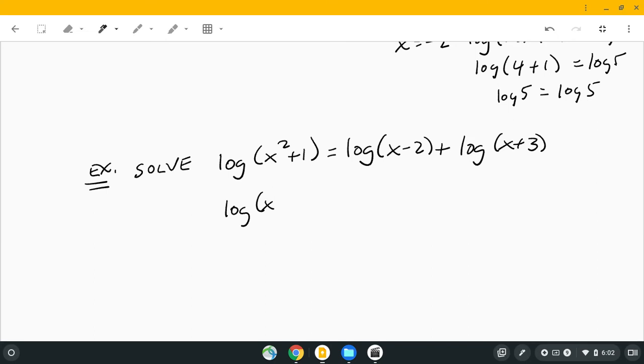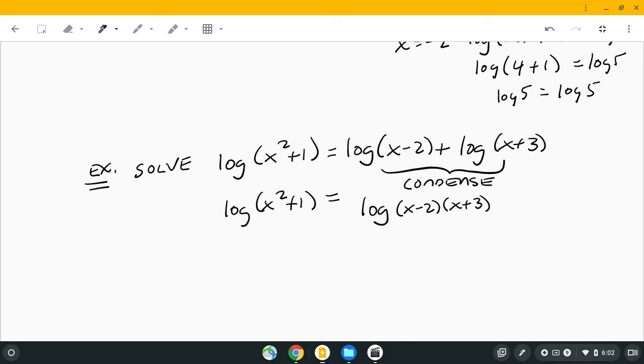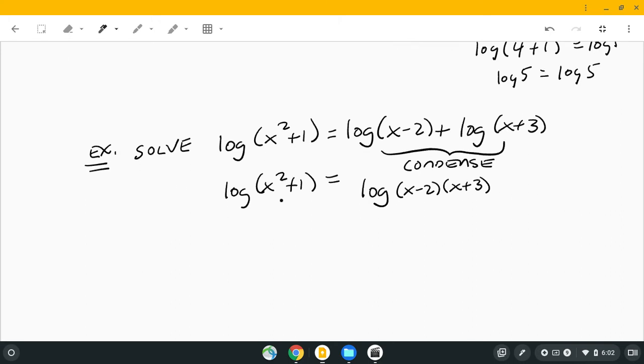Because when we have a sum, we can rewrite it as a single log of a product, right? So I'm going to go ahead and bring this side down. But over here, I'm going to use my laws to condense this. So I'm going to write it as a single log of a product, x minus 2 times x plus 3. So now I do have a single log here and a single log here. And so I can set these two equal to each other. x squared plus 1 must be equal to x minus 2 times x plus 3.